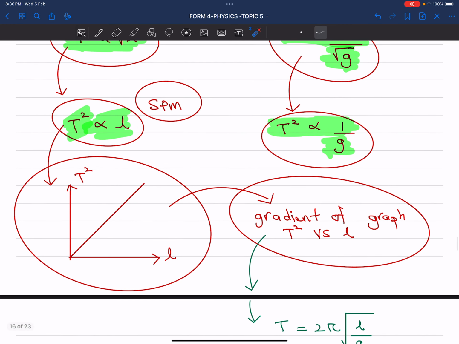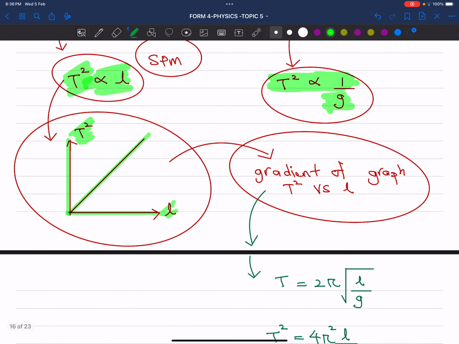And in Form 4, Topic 1, anything directly proportional, the graph would be, if I were to draw a graph of period squared versus L, a straight line through the origin. Now we are going to look at this graph, period squared versus L. What is the gradient of the graph? The gradient of this graph, T squared versus L, has a meaning.